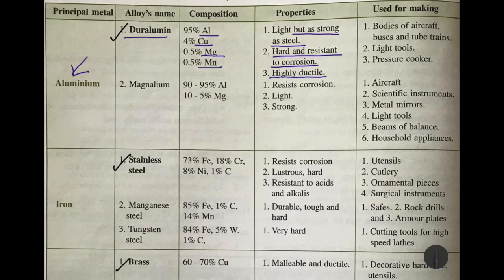You know what ductile means? You can turn it into very thin wires, and it will not break when you are turning it into wires. It is used in making the bodies of aircraft, buses and tube trains. It is used for making light tools, and it is also used for making pressure cookers. So you have duralumin at home, because I guess all of you have pressure cookers at home.